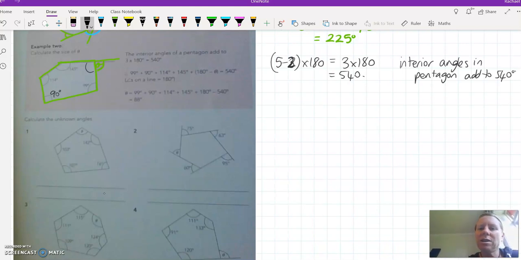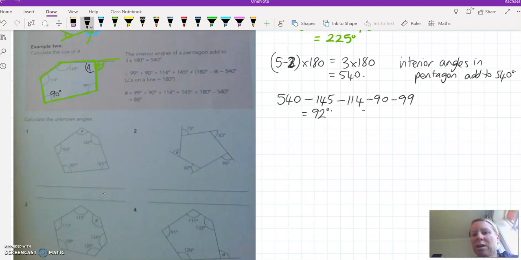We've worked out that they all add up to 540. So let's now take away all of those angles that we've been given. They haven't actually worked it out, but we can do that. So 540 minus 145 minus 114 minus 90 minus 99. We end up with 92. So this angle here, we could call it angle A. So A equals 92 degrees.